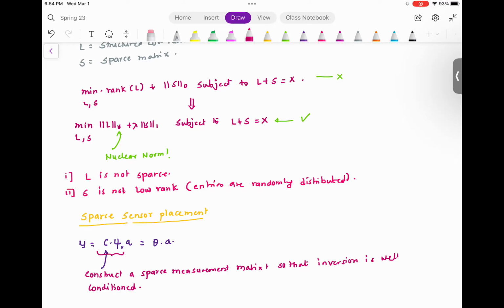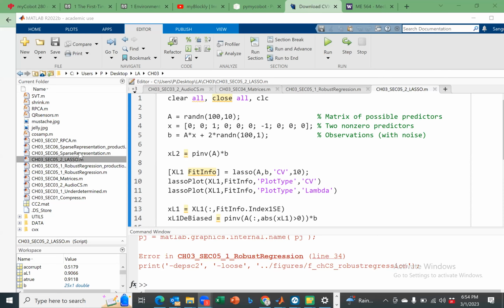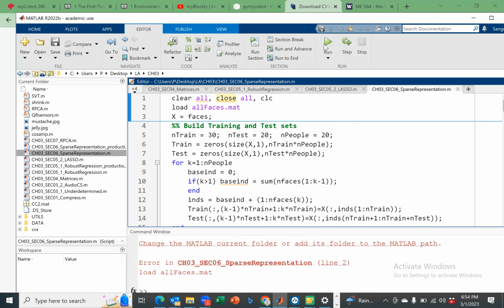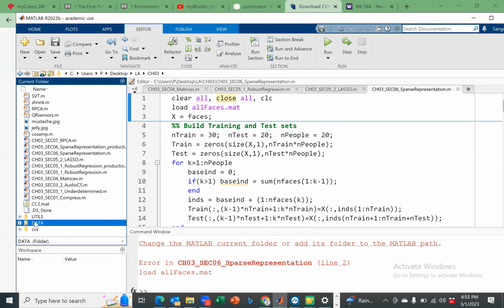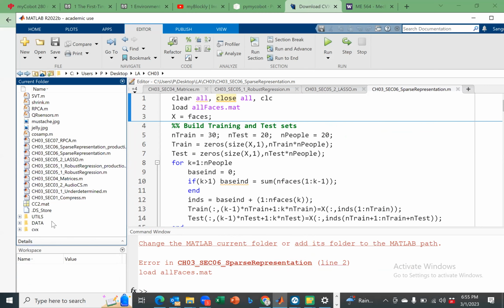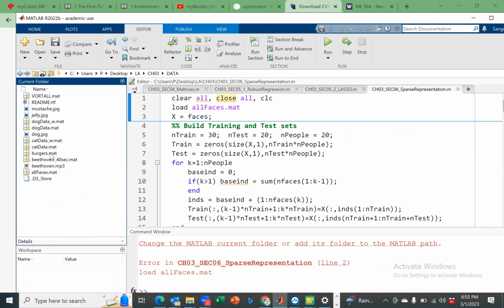So let me now show you the code. What we are going to do is we have the phase data, and from the phase data, we are going to load all phases.mat. So let me see if I have data for some, yeah, I have this data. So all phases.mat.